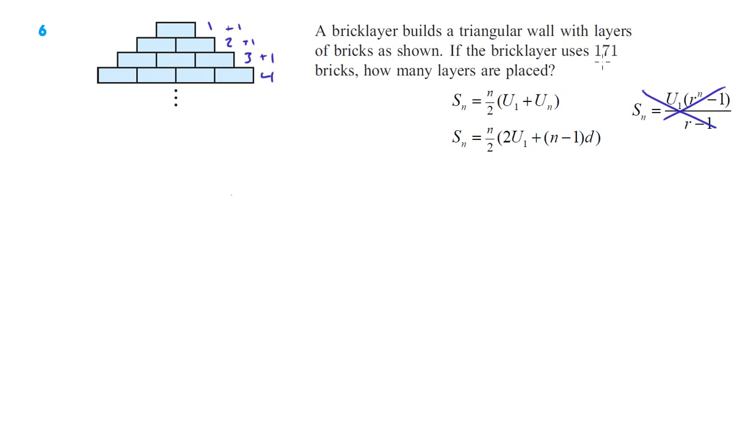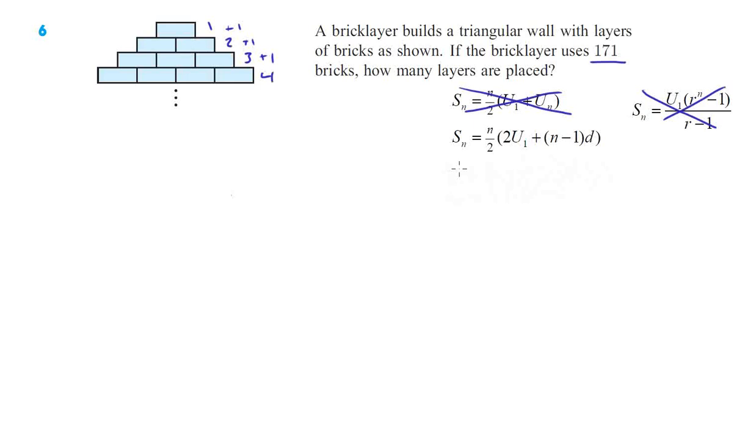Okay, we know that he or she uses a total of 171 bricks, so that's the total sum. We do not know the last layer, so I'm going to toss this one out and let's use this one here, because we know the first term, we know the difference, and we know the total sum, so then we can figure out the n with that.